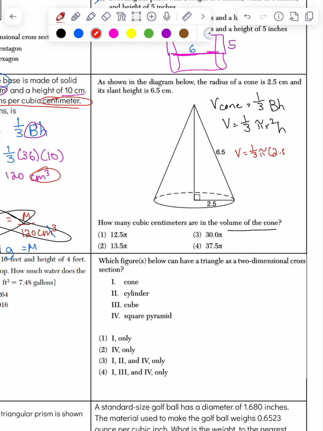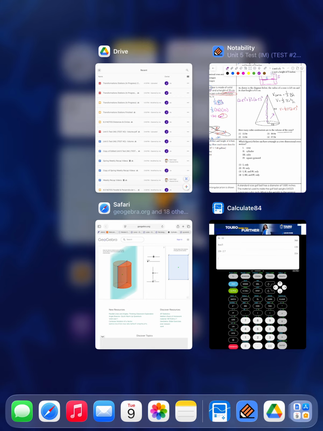The radius is 2.5. And we are actually not given the height. We're given the slant height. We need to find the actual height. We can do that using the Pythagorean theorem. 2.5 squared plus b squared equals 6.5 squared. Make sure that you do plug in the 6.5 for c in the Pythagorean theorem, because that is the hypotenuse across from the 90-degree angle.